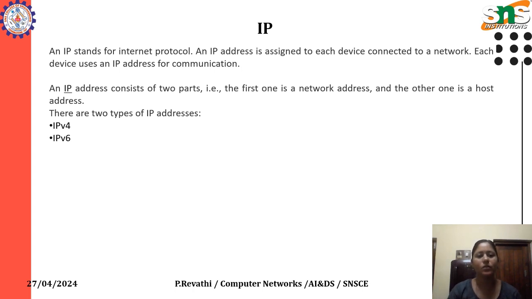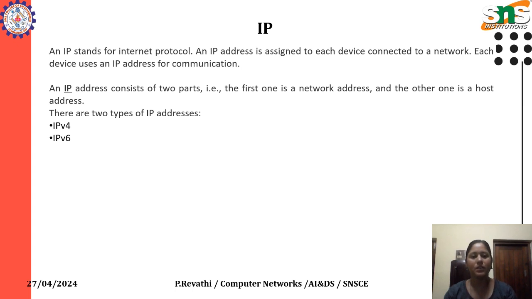We can also define an IP address as a numeric address assigned to each device on a network. An IP address is assigned to each device so that the device on a network can be identified uniquely. To facilitate the routing of packets, the TCP/IP protocol uses a 32-bit logical address known as IP version 4. IP version 4 means Internet Protocol version 4.